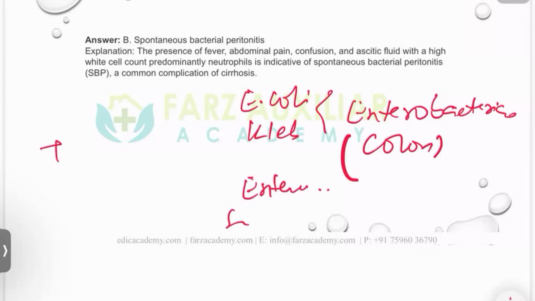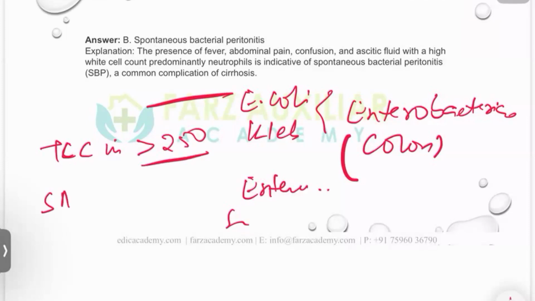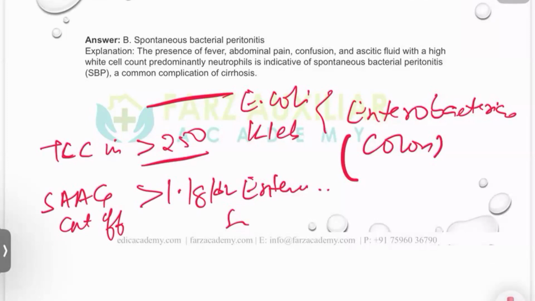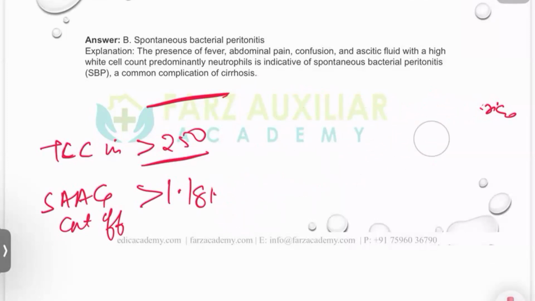So what is the TLC cutoff? 250. So more than 250. And what is the SAAG cutoff? 1.1. More than 1.1. 11 or 1.1. So many times my students tell me, sir, we forget, was it more than 1.1 or less than 1.1?